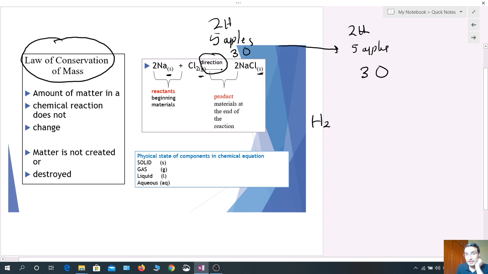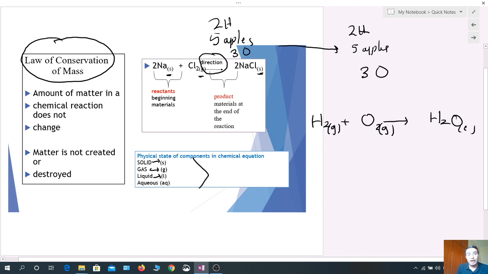For example, hydrogen plus oxygen gives water. So we have to indicate the state of hydrogen at room temperature, the state of oxygen, and the state of the product, water. If your element is solid, you put a small s. Is there any solid here? I don't think so. If it is gas, it is written as small g. I know that hydrogen at room temperature is gas, so I write in brackets a small g. Oxygen is also gas. If it is liquid, we write L. And aqueous means your elements or products are dissolved in water or in any solvent, so we call it aqueous.